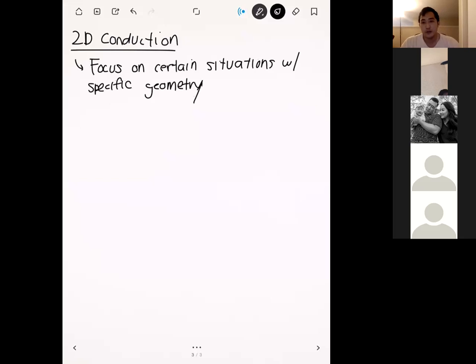And so the reason we focus on these is because these are geometries that people have examined or analyzed in terms of heat transfer many, many times in the past. And so we have a lot of data and a lot of experiments regarding these things.